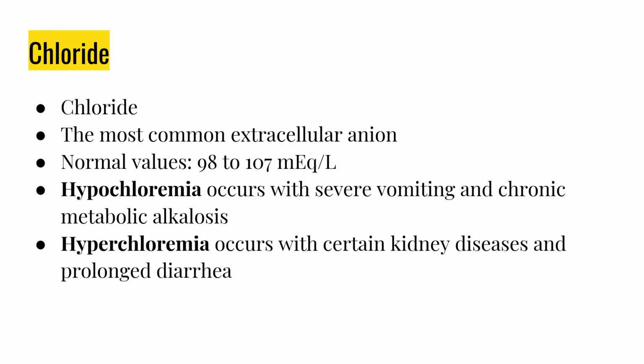All right, chloride is another one that we look at. Be familiar with the normal values. Hypochloremia, low chloride levels, can be caused by severe vomiting and chronic metabolic alkalosis. Hyperchloremia can be caused by certain kidney diseases and prolonged diarrhea. I'll talk more about chloride when we get to advanced patient assessment.